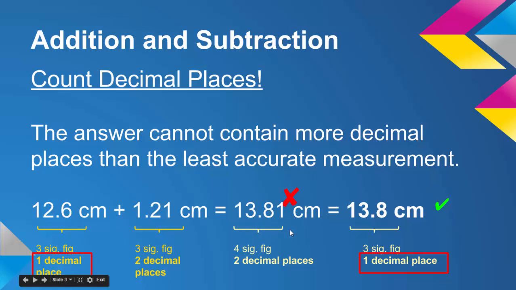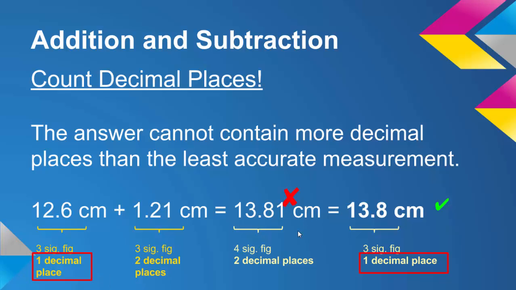I suggest adding this just like in math class first, but then we're not going to stop there. We're going to do a little bit more, and we're going to round the answer. So I have an answer of 13.81 centimeters. That's the math answer. Yes, it is. And we see that we have two decimal places in our answer and four significant figures. I can only be as good as my worst one.